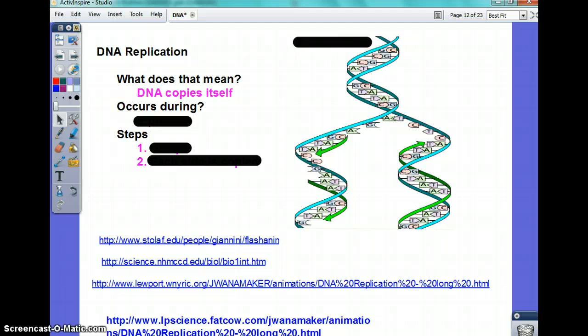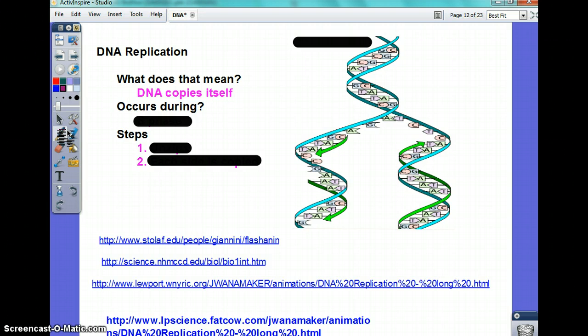It unzips because the hydrogen bonds that hold one side of the DNA to the other, or one side of the strand to the other, I should say, are weak bonds, and they're constantly breaking. When the bonds break, DNA unzips, and now it becomes vulnerable to react with other nucleotides. So when it unzips, other nucleotides will squeeze in, like you see right here.